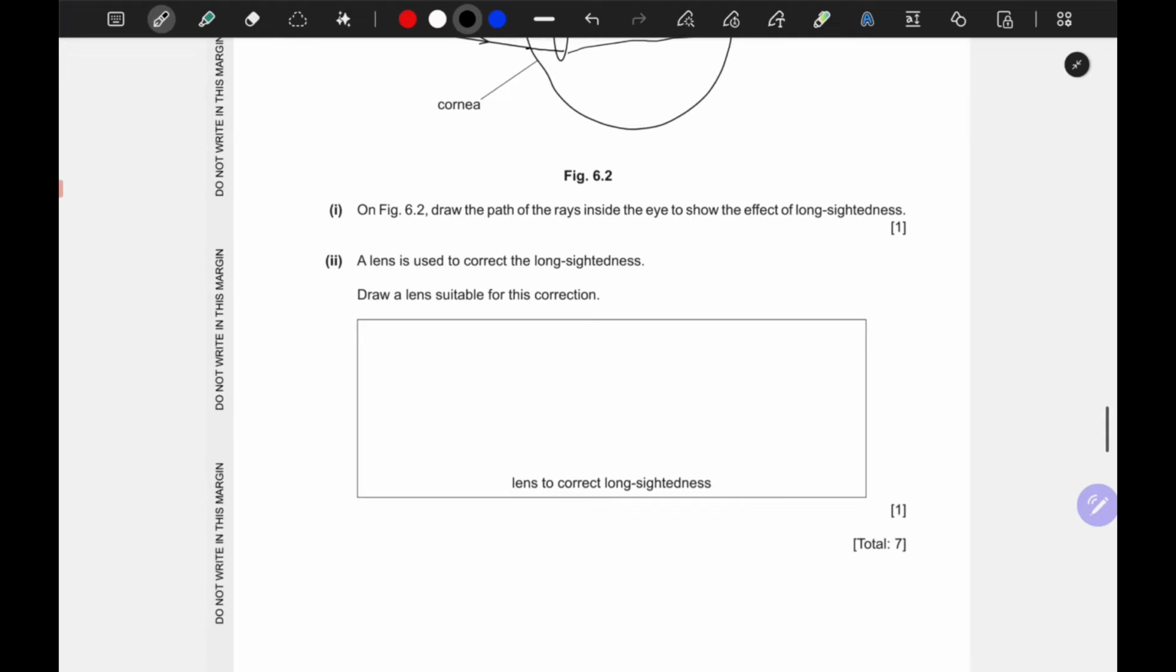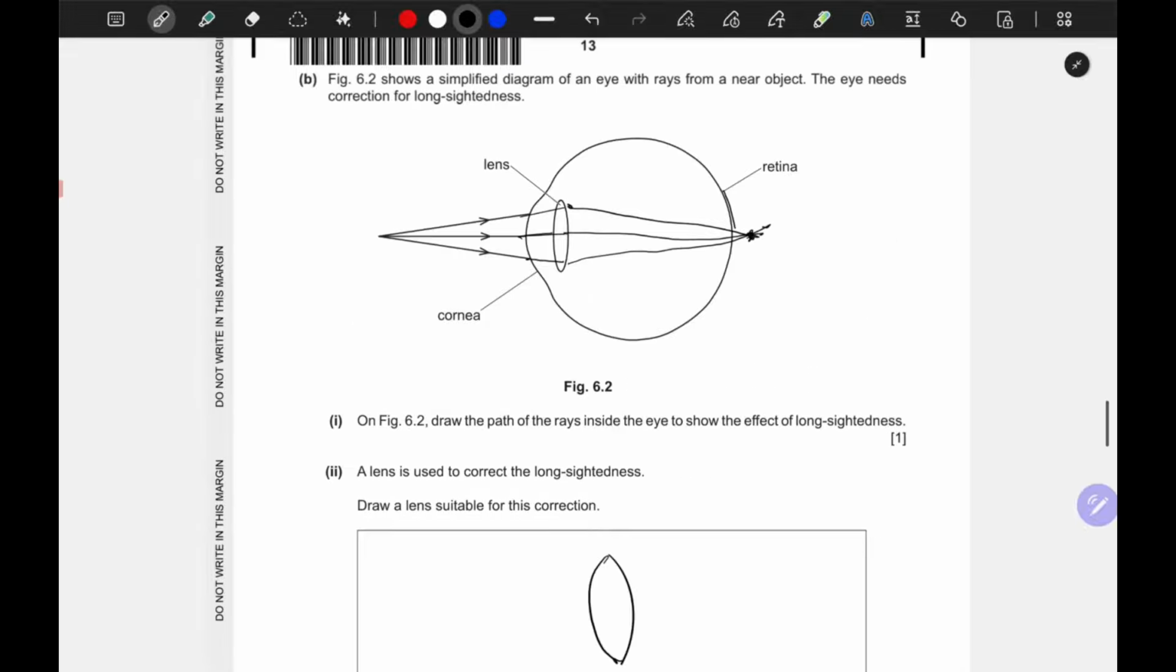A lens is used to correct long-sightedness. Draw the lens suitable for the correction. So it's going to be a converging lens. You can draw any converging lens. So what happens is when you put a converging lens maybe here, they converge earlier on. So the image forms not behind the retina, but on the retina.